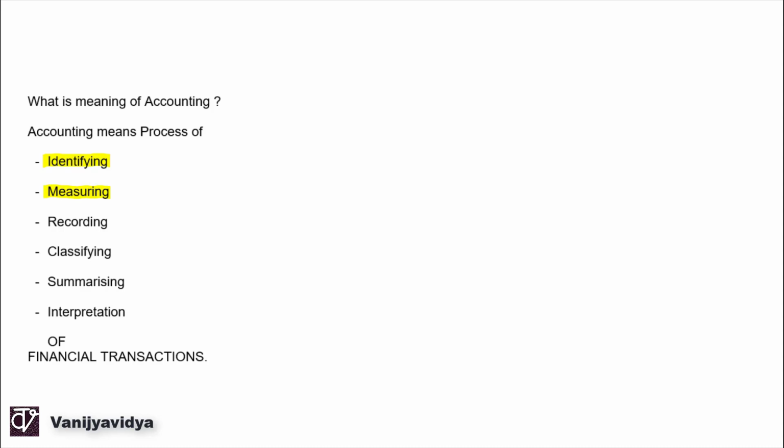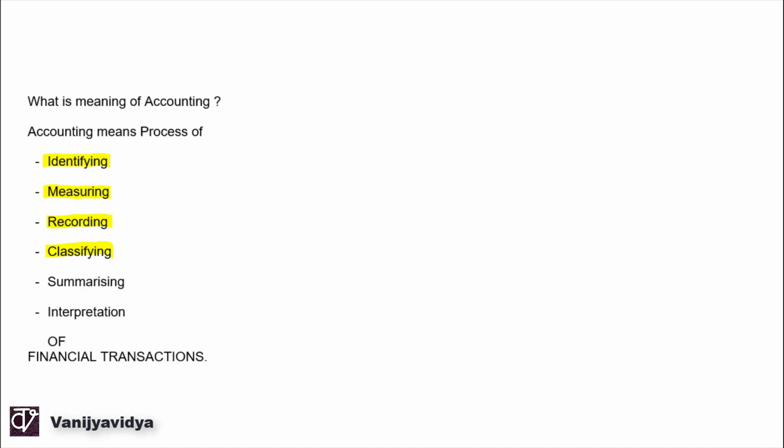Third is recording. Recording of financial transactions means passing of journal entries and posting of those journal entries in your ledger accounts. So each and every financial transaction needs to be recorded in the books of accounts. Then after recording the transactions, we have to classify. Classifying of the transactions means grouping of the similar financial transactions.